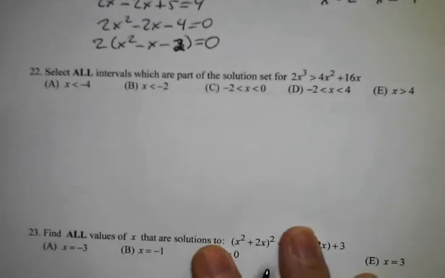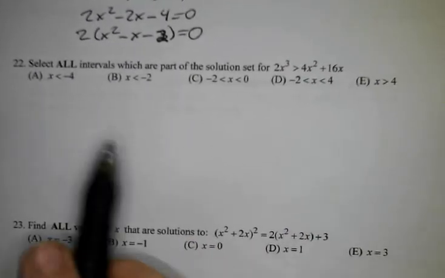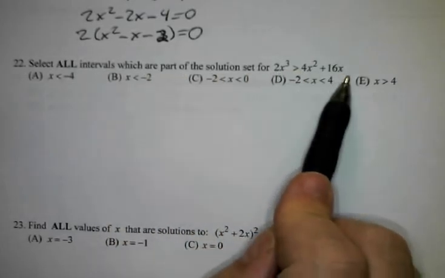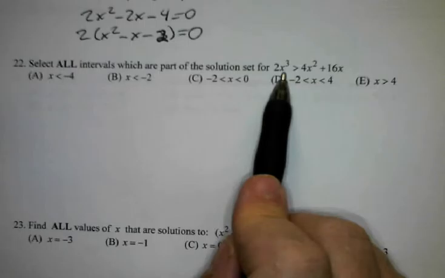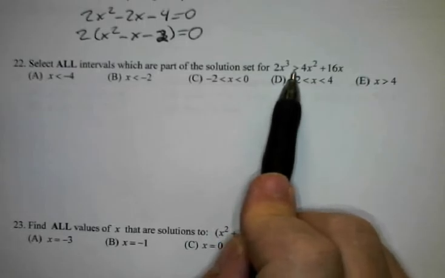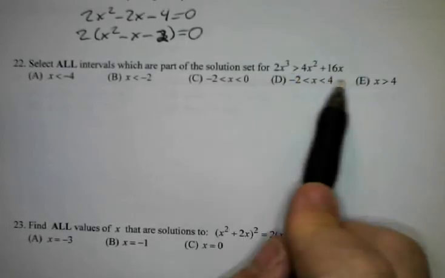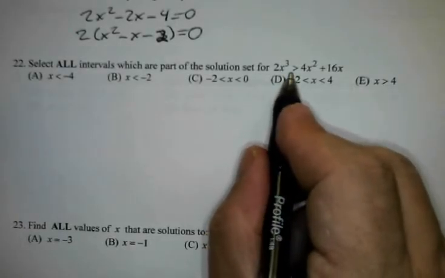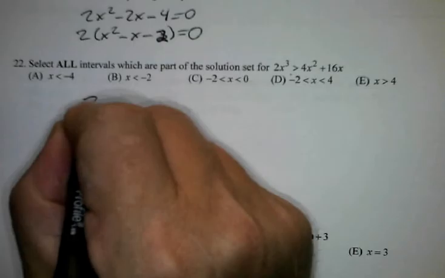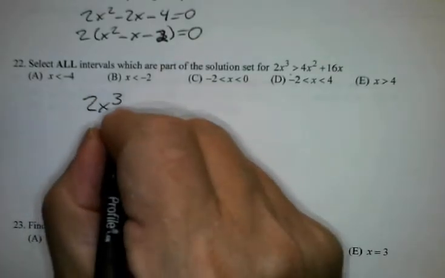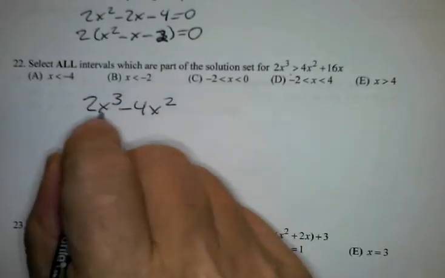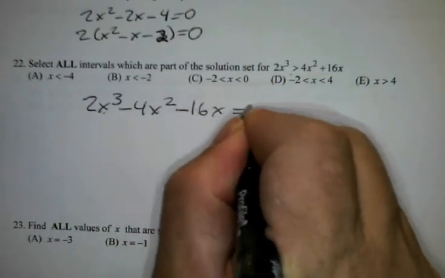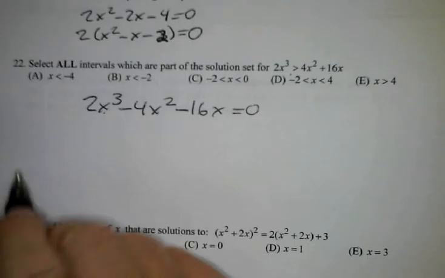Okay, problem number 22. Find all intervals which are part of the solution set for this inequality. Okay, so I'm going to again change this to an equals. When we do inequalities in one variable, it's best to treat it as an equals and then test different regions. So if I make this equals, I'm going to move everything to one side. So I've got 2x cubed minus 4x squared, keeping the largest power positive, minus 16x equals 0. I'm going to factor out 2x.